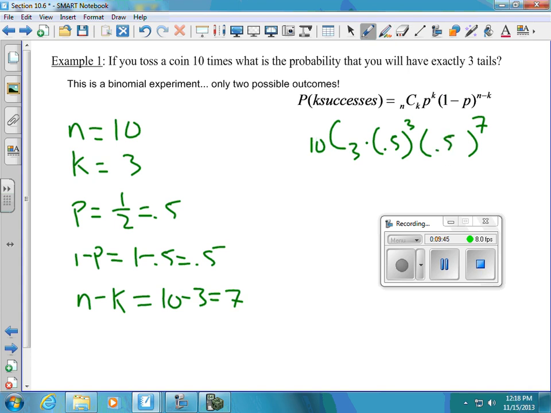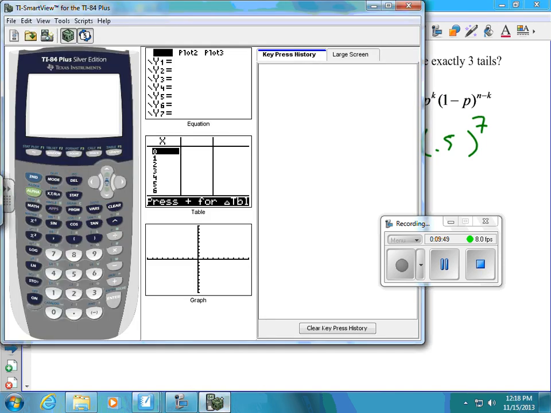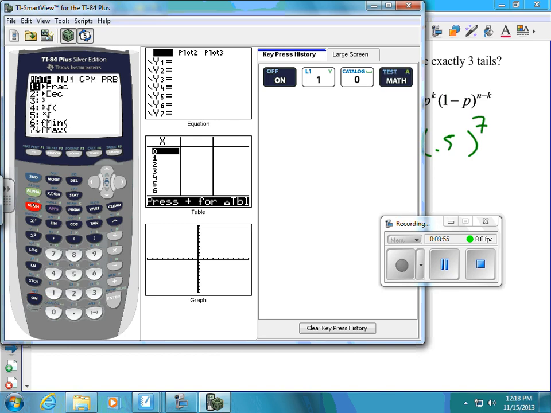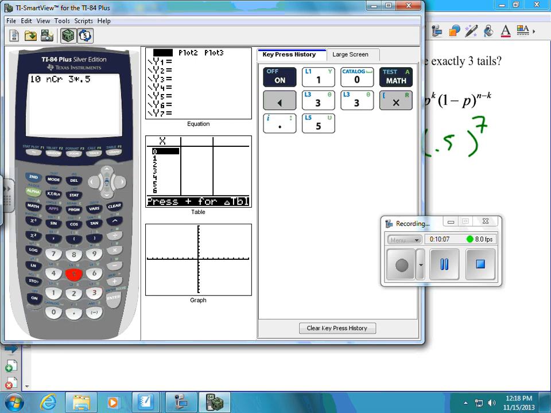So now we just go to our calculator and we put this all in. So I type in 10 things, math, we're going to do probability, PRB. We are going to choose 3, times 0.5 to the third power.